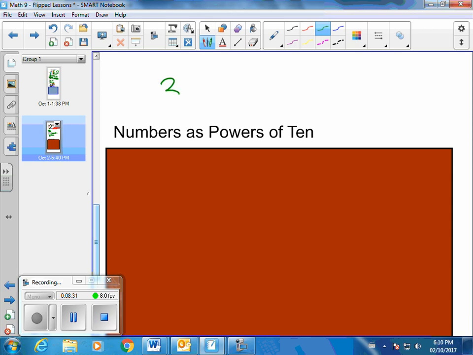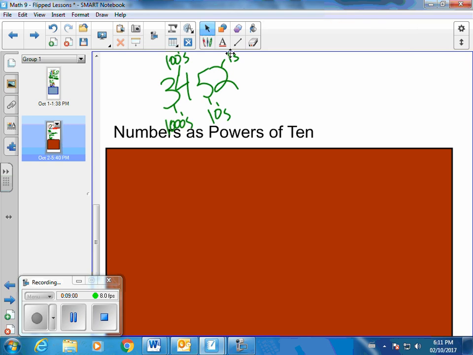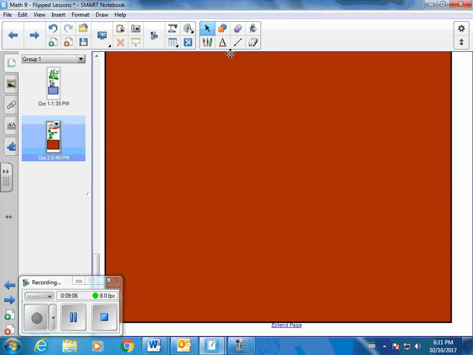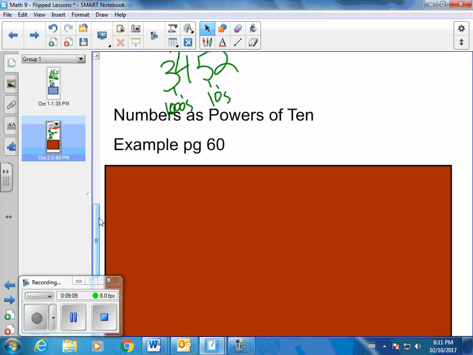So let's take the number they use in the textbook. What we have to remember is that each of these actually has a place value. So this is the thousands, this is the hundreds, this is the tens, and this is the ones. So if we have to break a number down, we can break it down into multiplication steps based off of our powers of 10. So looking on page 60, we go back to that same number.